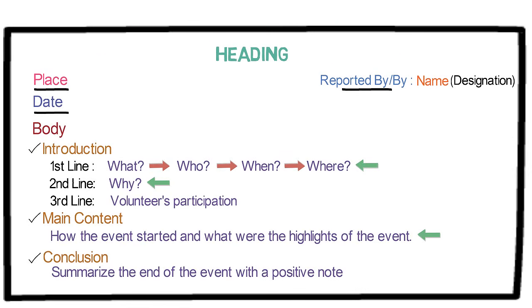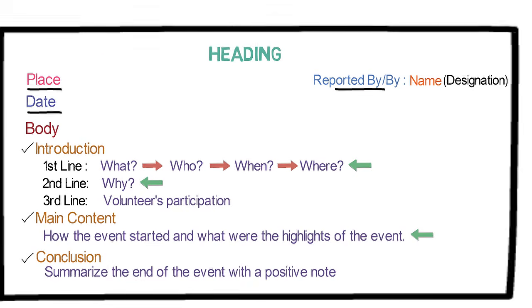The first paragraph must have in the first line the answer to the questions in the sequence: what was the event about, who conducted the event, when it happened, and where it happened. In the second line, answer the question of why the event occurred. And in the third line, you have to write the participants or the volunteers that participated in the event. When we fulfill this, our introductory paragraph looks something like this.